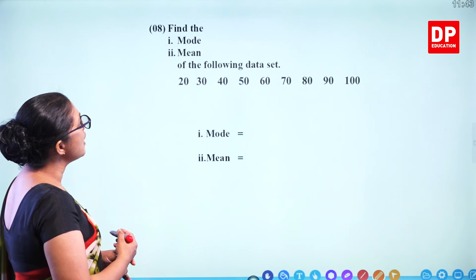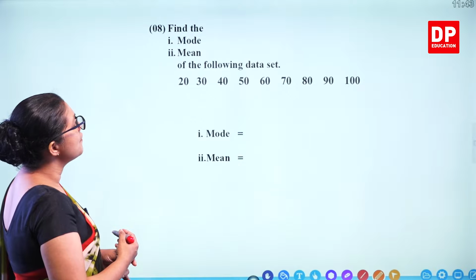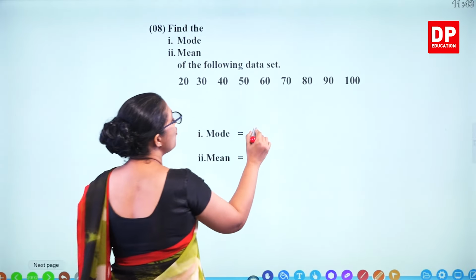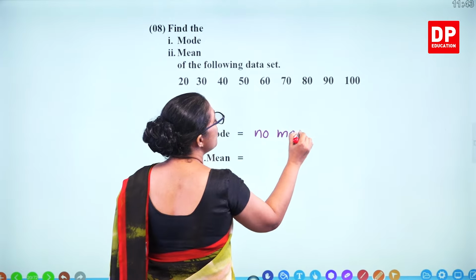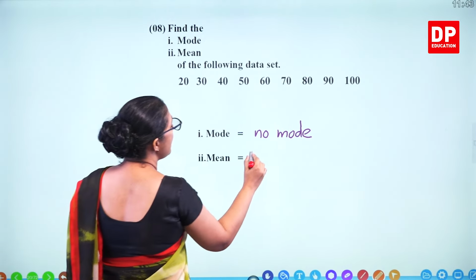Find the mode and mean of the following data set. Mode, most frequent number. 20, 30, 40, 50, 60, 70. So all are ones. So no mode. There's no mode here. Mean value. So you can add everything.